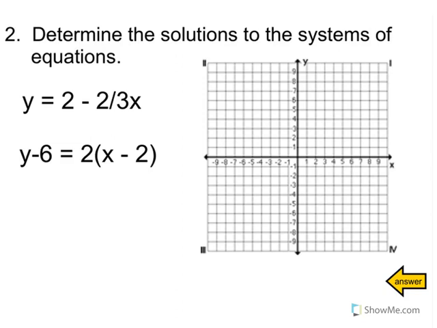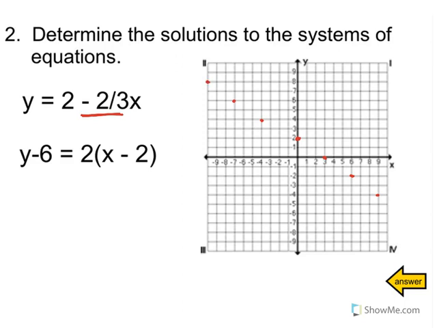Okay, so let's start by graphing these two. This one starts at 2. So the first line starts at 2. It has a slope of negative 2/3. So remember that even if it's switched, the coefficient in front of x is always the slope. So this says go down 2 and right 3. Down 2, right 3. Or go up 2 and left 3. Up 2 and left 3.